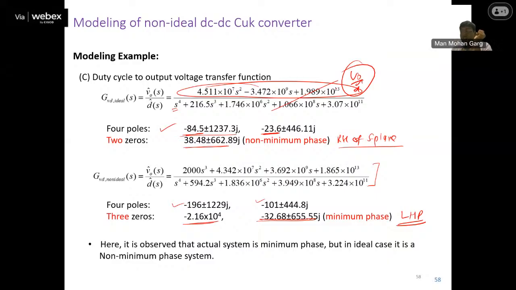So we see that our original system is minimum phase. And if I go for non-ideal analysis, this gives me information that the system is a non-minimum phase system. So if I come to know that it is a non-minimum phase system, then I have to make preparation, and preparation means I have to design the controller accordingly.